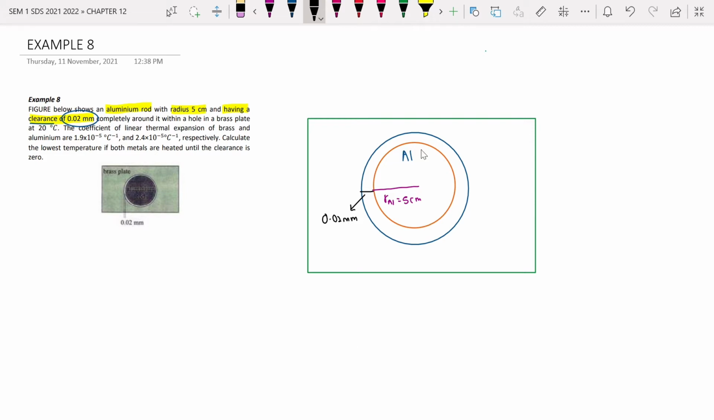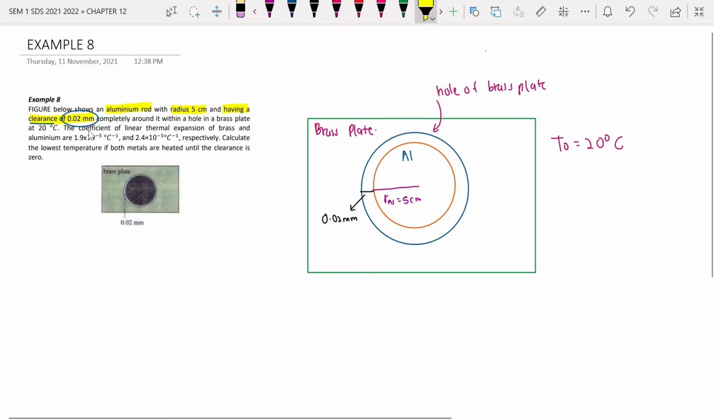Okay, so as you can see, there is a hole of a brass plate. Okay, yang warna biru ni adalah hole of a brass plate. Hole of brass plate. Okay, and this is brass plate lah. At 20 degrees Celsius, which means the original temperature is 20 degrees Celsius, the initial temperature.